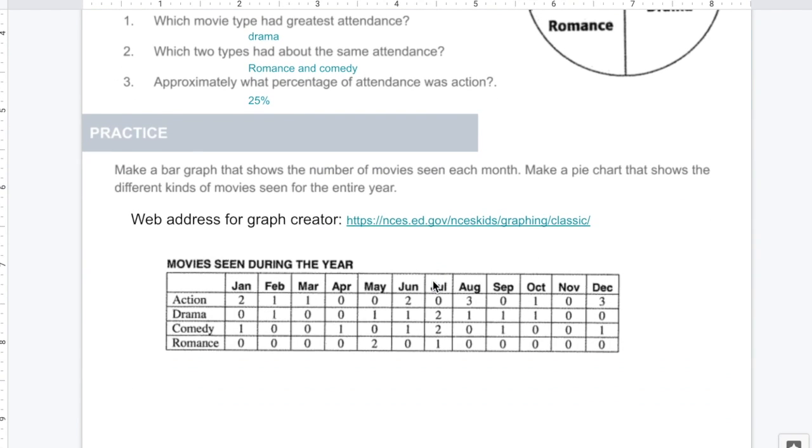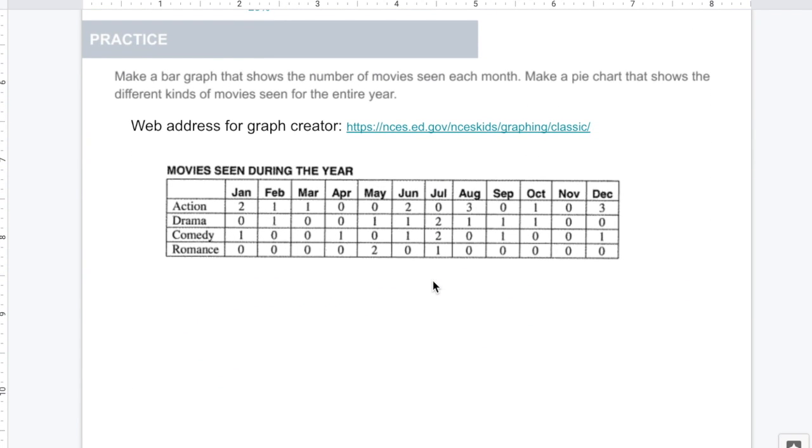Okay, for this practice part down here, we're not going to do this in the notes section just because this is something we would have done together in class. You will have practice on how to do this in the assignment that you'll have on creating bar and pie charts. And there's actually a video tutorial that goes along with that.